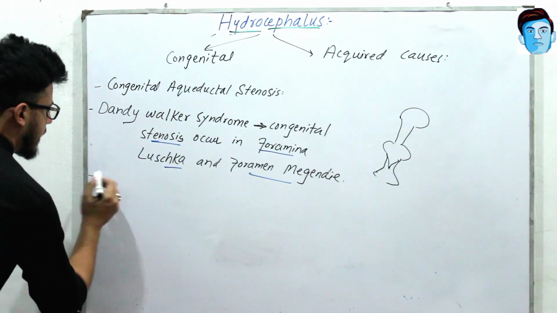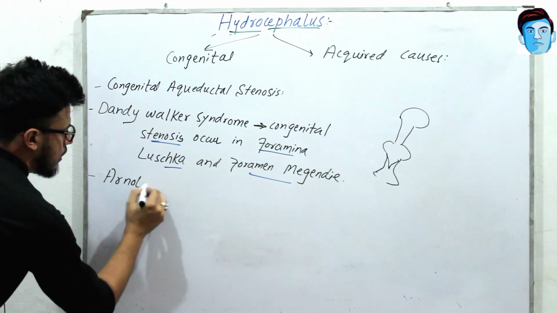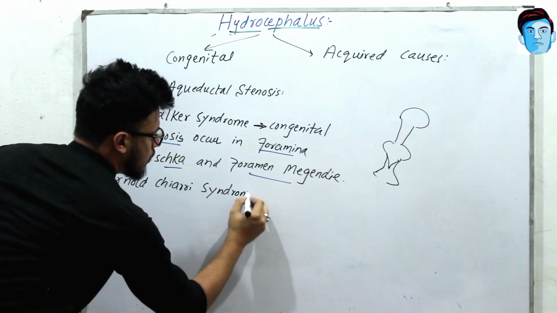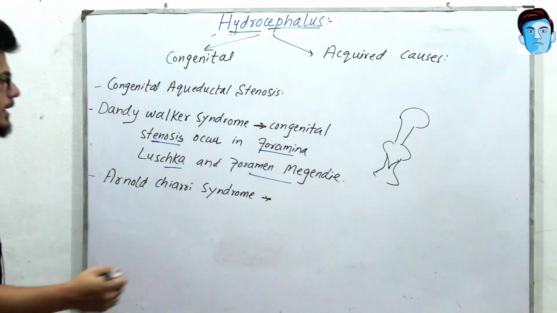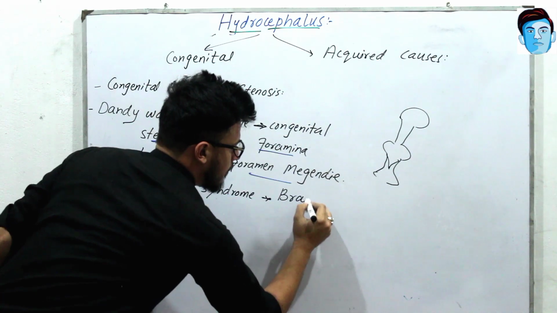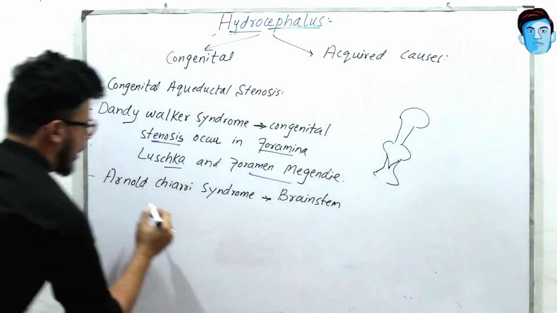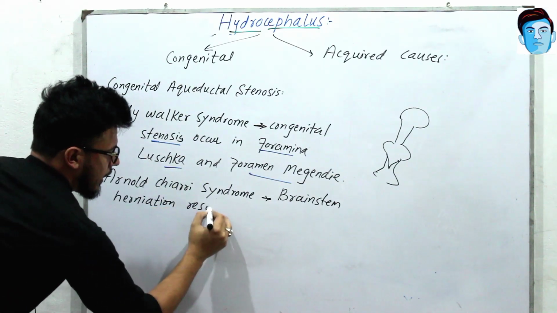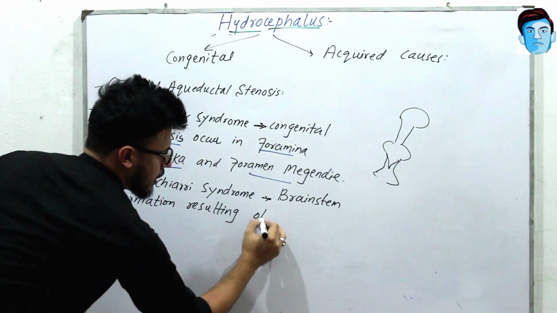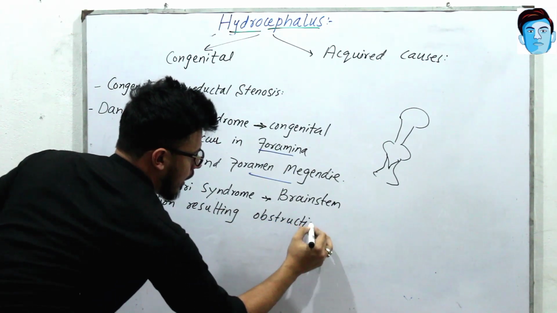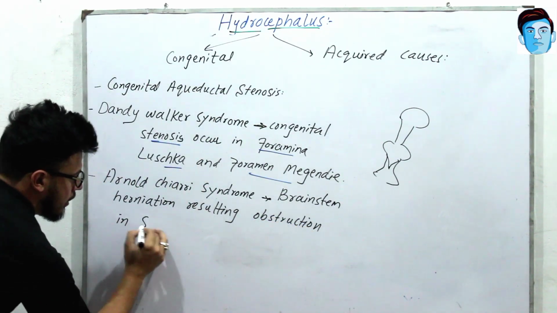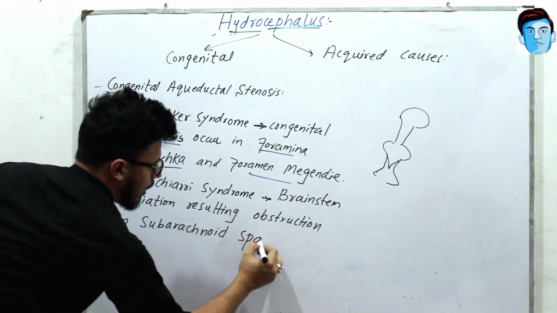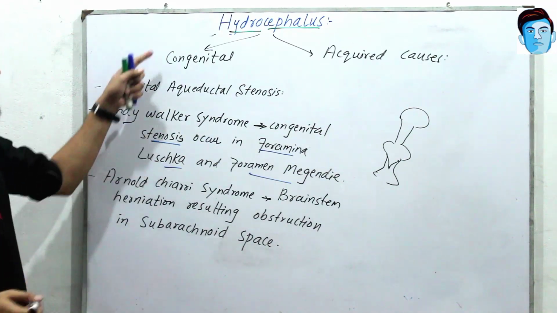The other cause is called Arnold-Chiari syndrome. Now in Arnold-Chiari syndrome, what happens? There is brainstem herniation, resulting in obstruction in the subarachnoid space.